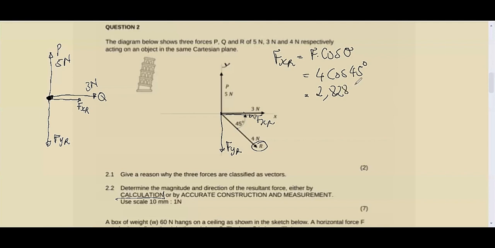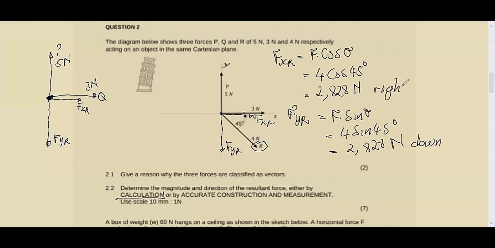2.828. Let's just round off to at least 3 decimal places because it is not the final answer. Then let's calculate the vertical component FYR. This would be F sine theta. So this is 4 sine 45 degrees. When you punch that in your calculator, it should give you exactly the same answer because remember, sine 45 and cos 45 are equal according to your trigonometry. Then this is 2.828 newtons. And then where is it going? It's going down, but this one is going to the right. Now that we have that, we can include the values here. We have 2.828. Also, this one is 2.828 newtons.